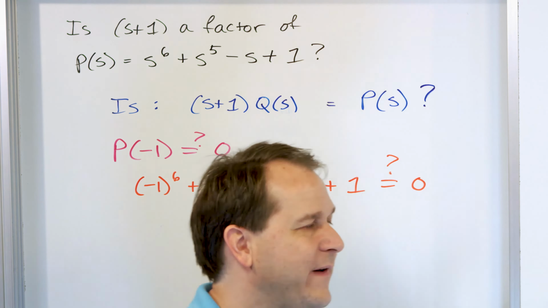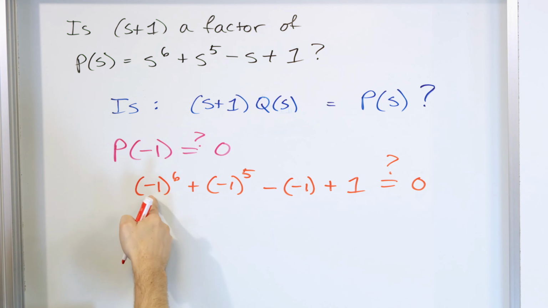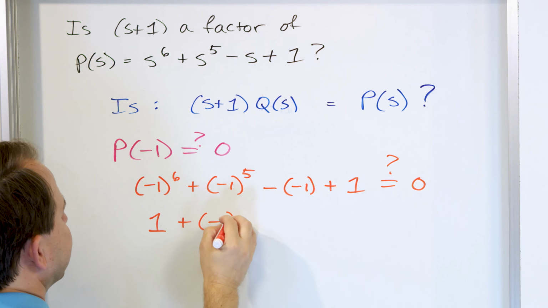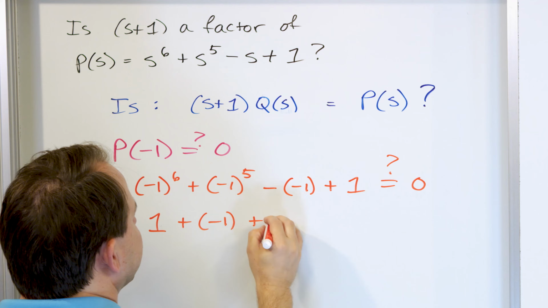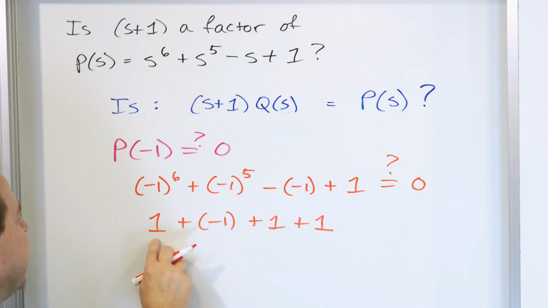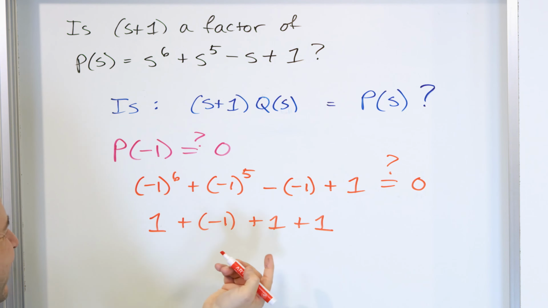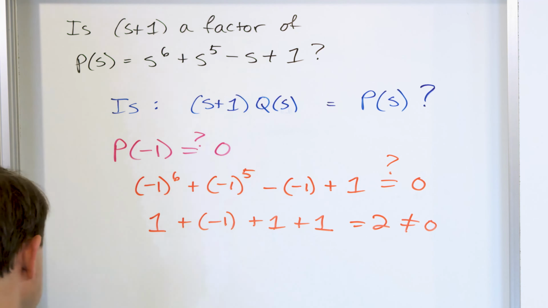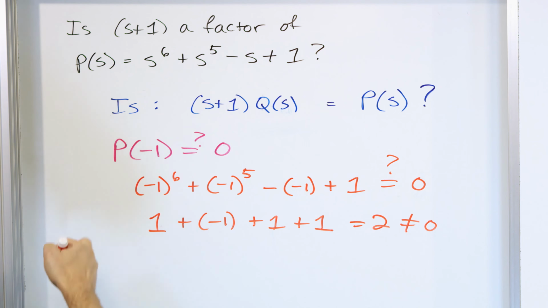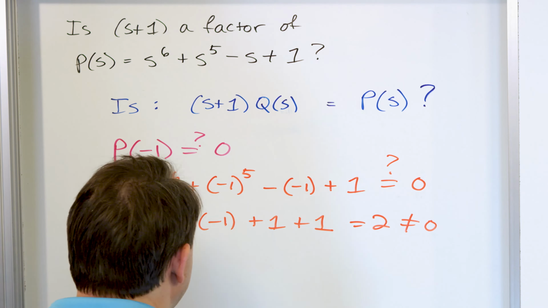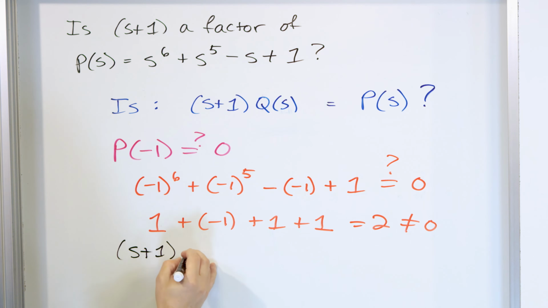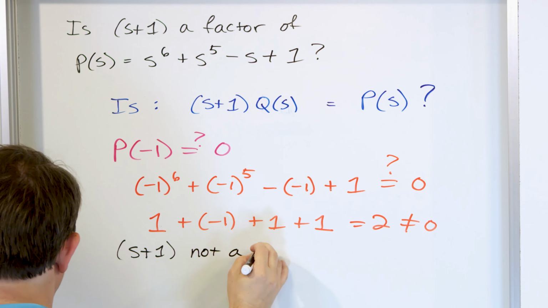When negative 1 is multiplied by itself an even number of times, you just get a positive 1 back. An odd number of times means you get a negative 1 back. Then you have a plus 1 here, and a plus 1 here. So this is 1 minus 1, essentially, so you get a 0. And this is going to give you a 2, which is not equal to 0. Because you've basically shown that s equals negative 1 is not a root of this equation, the corresponding factor, s plus 1, is not a factor.